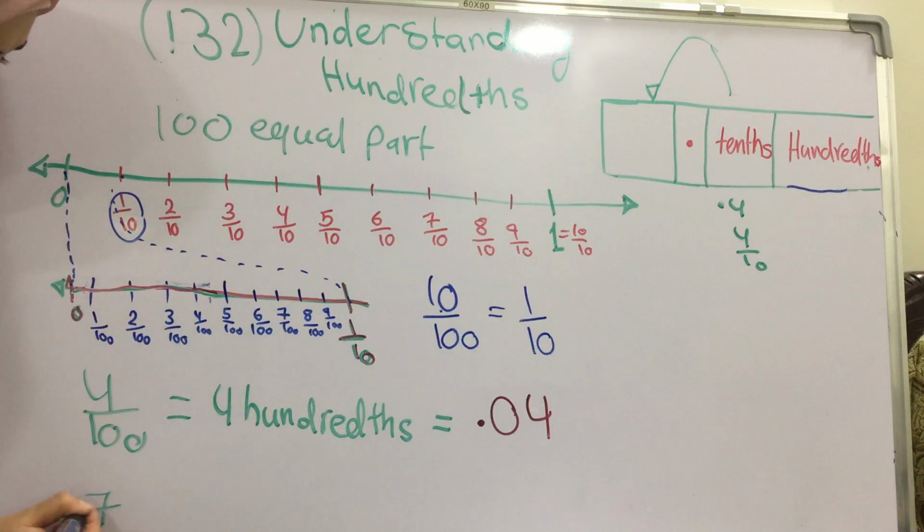It's now seven hundredths. How can I write seven hundredths? I write seven hundredths.